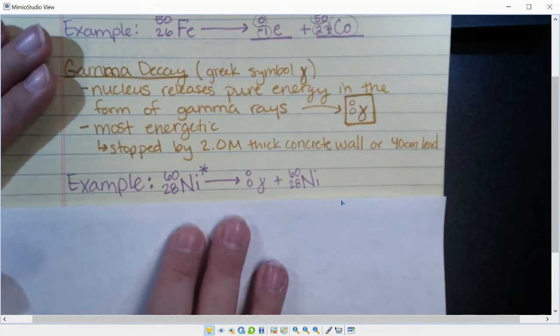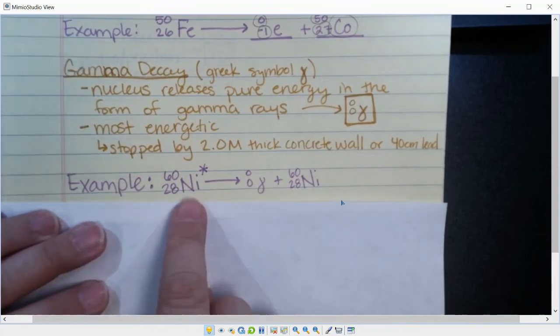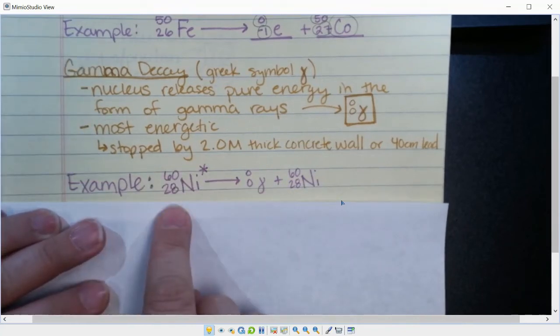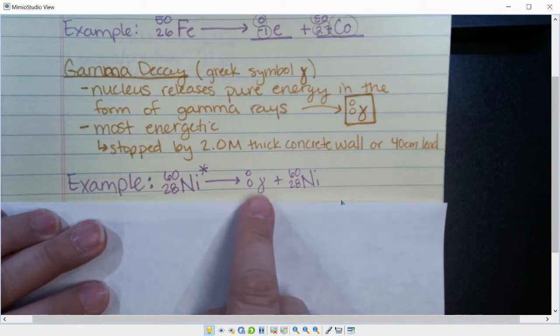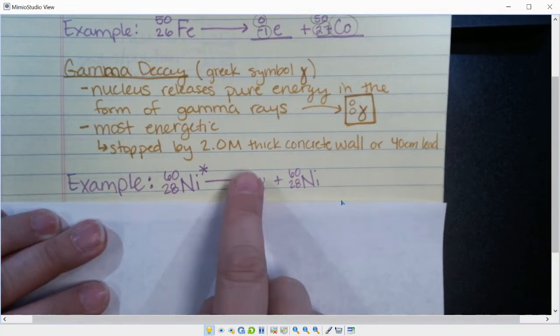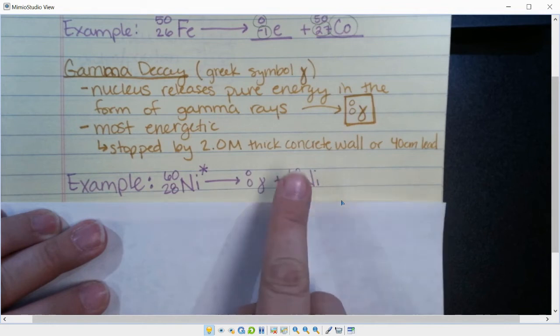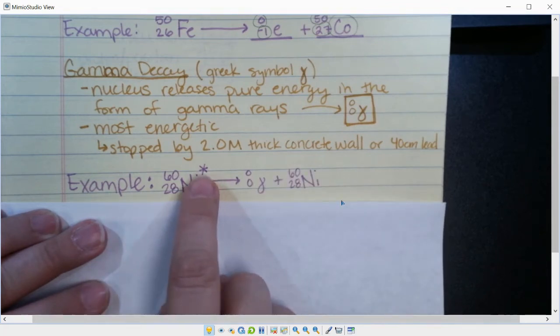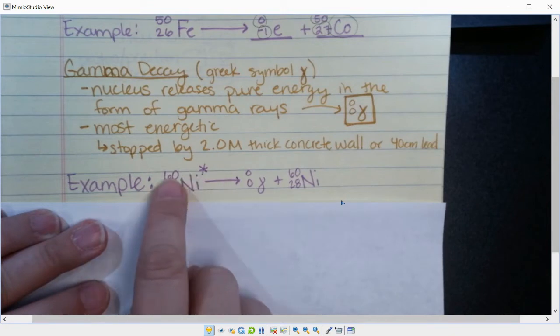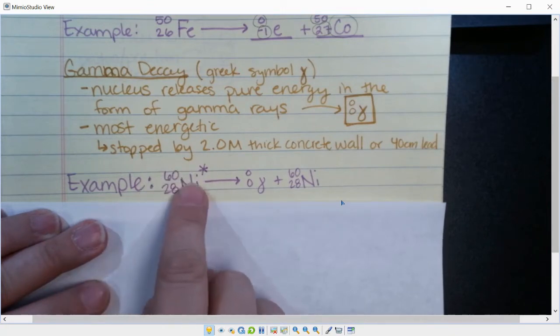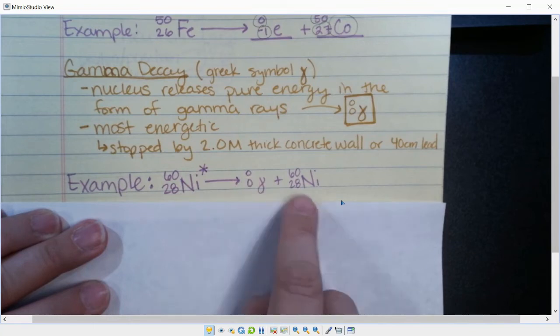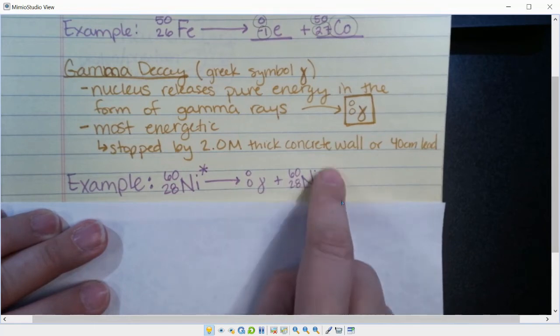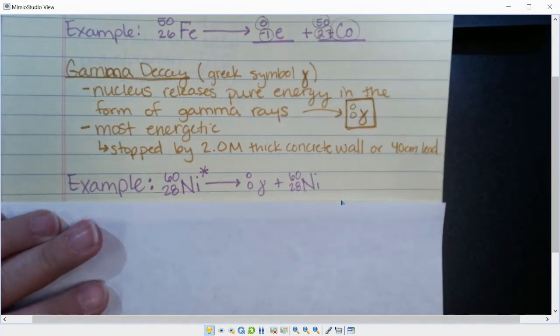And an example of that would be if I had an atom of nickel undergoing gamma radiation, I use my gamma symbol and my math adds up. So this atom looks the same as this one, but I put that little star there on the left side of the arrow to show that this guy was super high in energy. It released some of that energy, and now the atom doesn't have as much energy because I've removed that asterisk.